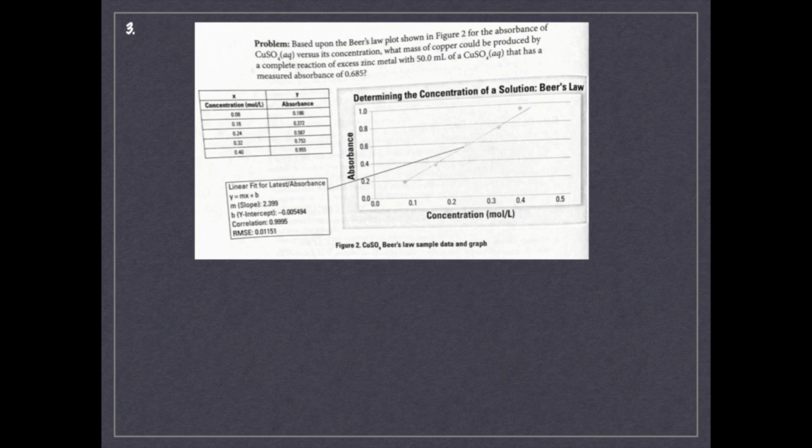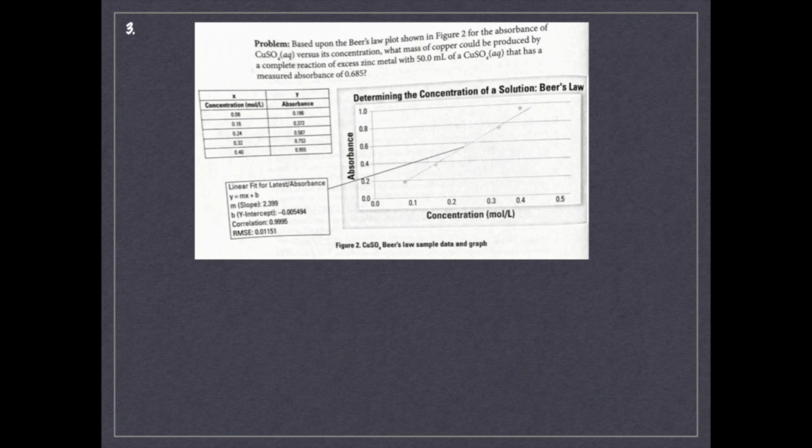All right, number 3. So I actually gave you a Beer's Law problem. It says, based upon the Beer's Law plot shown in figure 2 for the absorbance of copper sulfate versus concentration, what mass of copper could be produced by a complete reaction of excess zinc metal with 50 mL of copper sulfate that has a measured absorbance of 0.685.